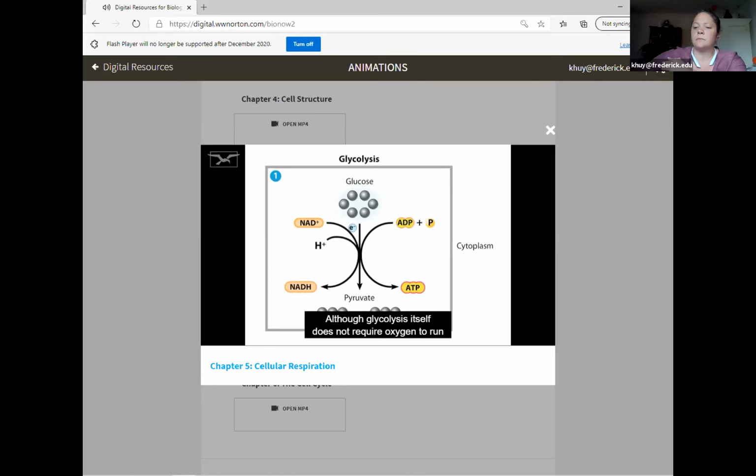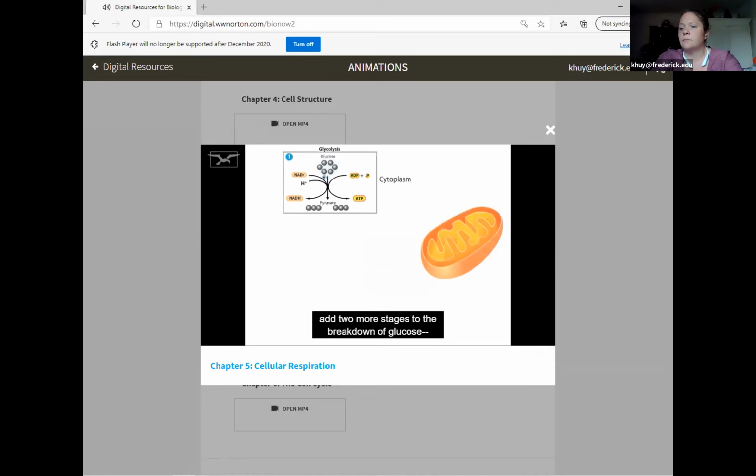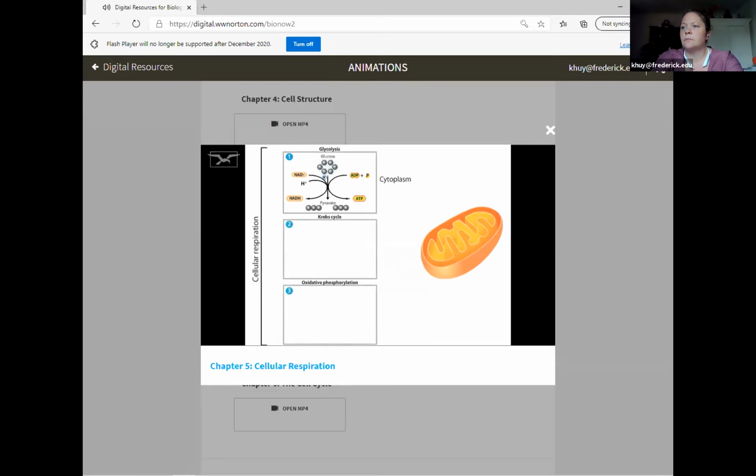Although glycolysis itself does not require oxygen to run and is therefore considered anaerobic, most eukaryotes add 2 more stages to the breakdown of glucose, the Krebs cycle and oxidative phosphorylation, which are aerobic. These last 2 stages are interdependent and only run when oxygen feeds into oxidative phosphorylation. After pyruvate is produced from glycolysis, it enters mitochondria, where it is broken down in a sequence of enzyme-driven reactions known as the Krebs cycle or citric acid cycle.